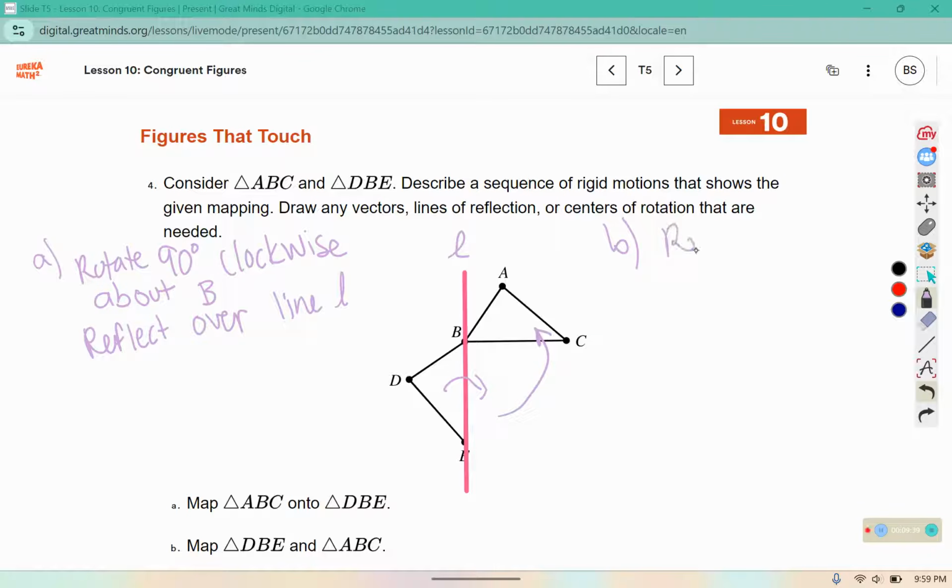So reflect over line L, and that's going to put it here. And then we would rotate about B again, but this time we're going to go 90 degrees counterclockwise.